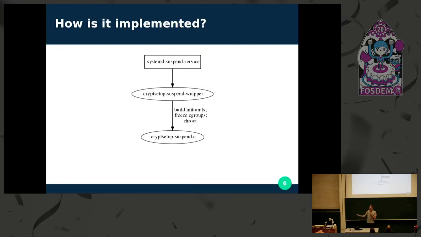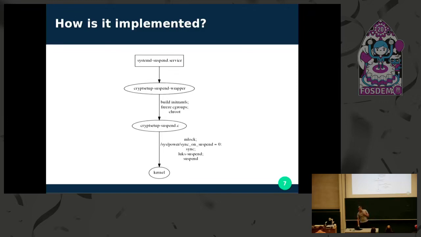Then we change root into the ramfs, and we call our own binary, cryptsetup-suspend. What this does is it first locks a lot of memory, because we need a lot of memory afterwards, because the standard key derivation hash function is argon2i, which is memory hard, which means it needs a lot of memory. So we have to make sure the memory is actually available.